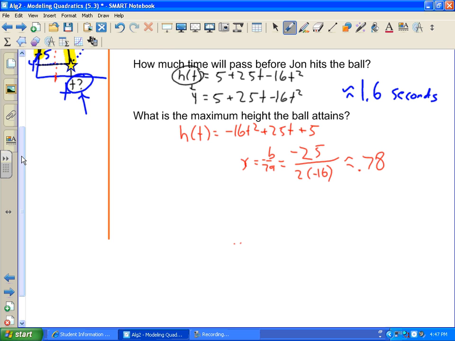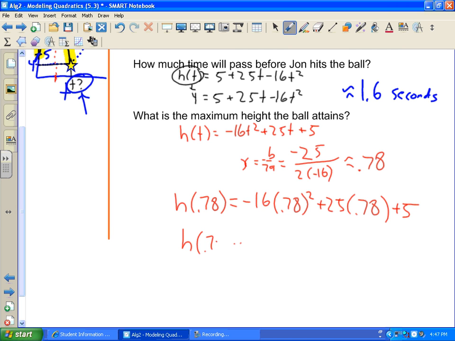But I'm not concerned with time. I'm concerned with height. That's my y value. So I need to know what the height's going to be when my time is 0.78 of a second. Now we've got a calculator crunch. H of 0.78, calculator crunch. We're going to approximate that. And I'll let you guys do that in your calc on your own. I got something about 14.77 feet.